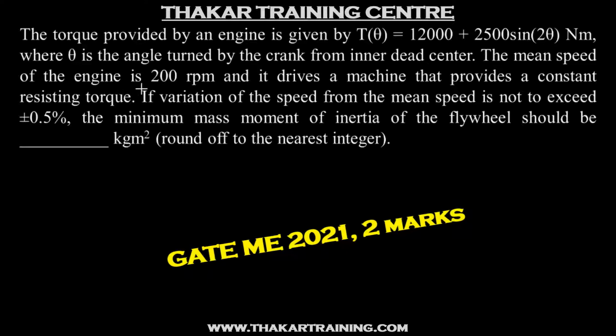The mean speed of the engine is 200 rpm and it drives a machine that provides a constant resisting torque. If the variation of speed from the mean speed is not to exceed ±0.5%, the minimum mass moment of inertia of the flywheel should be. And we have to round off the answer to the nearest integer.